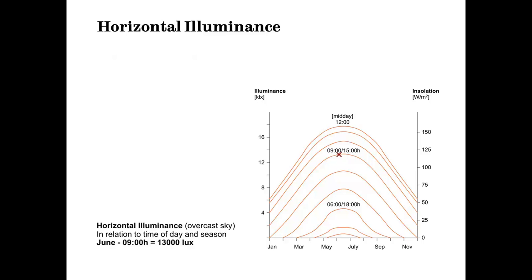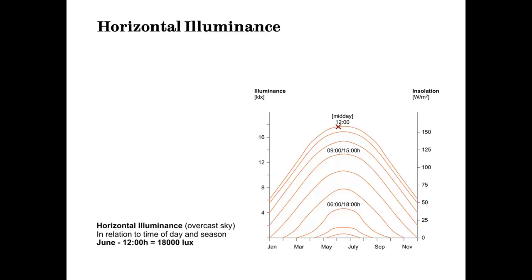If we then go into summer, at the same time, 9 o'clock, we're now getting 13,000 lux from the sky. So you can see the sort of huge range of illuminance levels that we get from a UK sky, from 2,000 lux in winter through to 13,000 lux in summer.